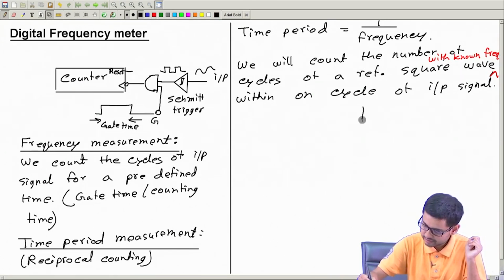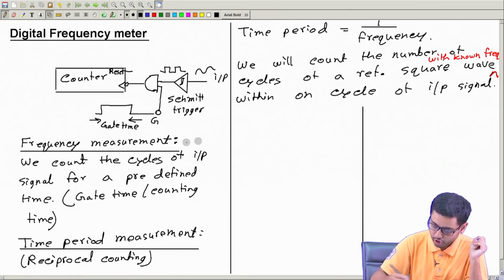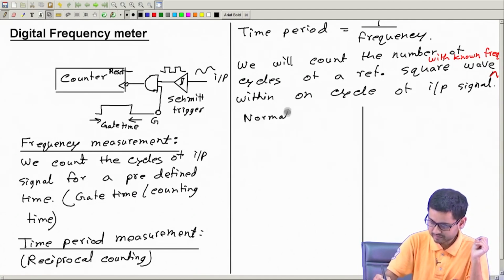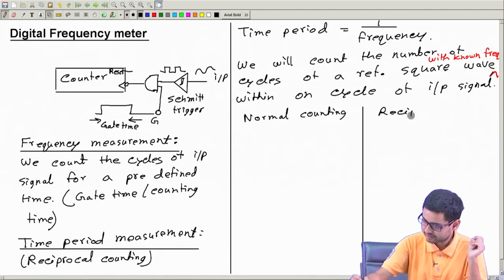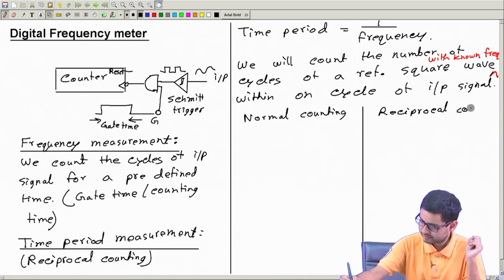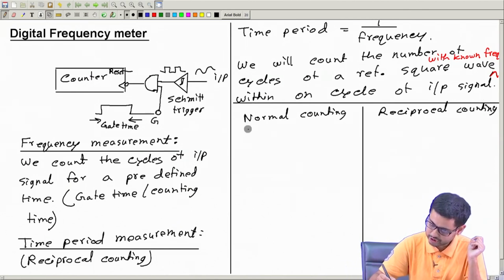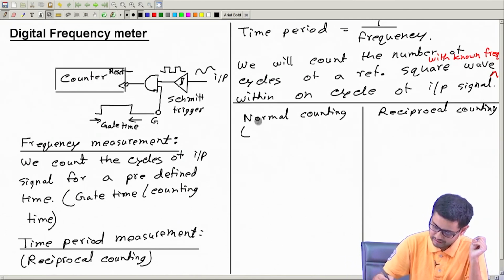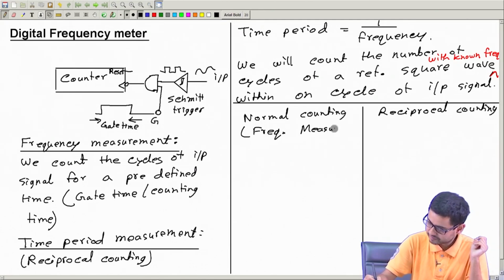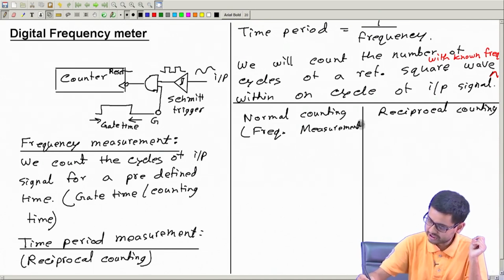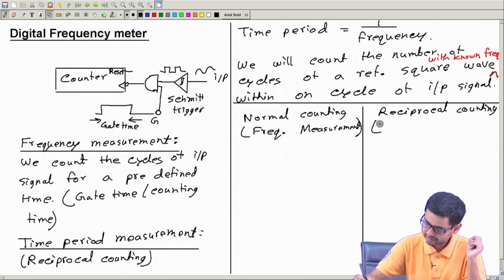So, let me draw the two things side by side to make it more clear. So, normal counting versus reciprocal counting. Okay. So, in this case we measure frequency measurement, and here we measure time period.